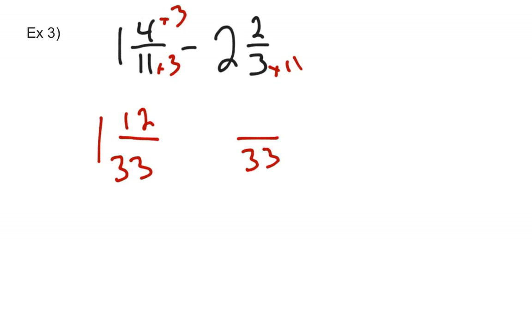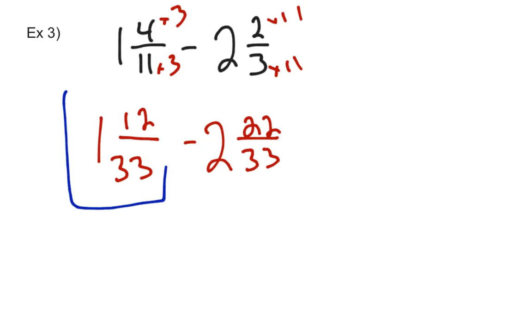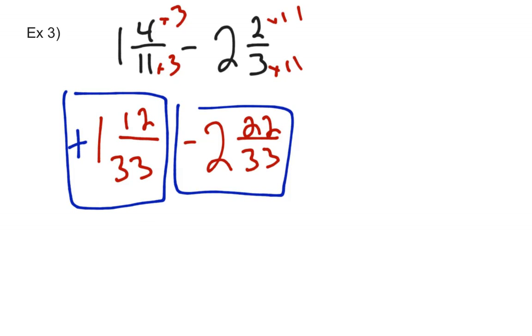This 3 times 11 is 33. 2 times 11 gives me 22. And the negative 2 comes down. And remember what we're doing here. We're looking at this as this is a positive, and this one is a negative. So the signs are different. Again, I'm going to subtract.